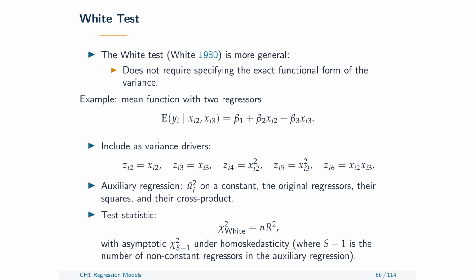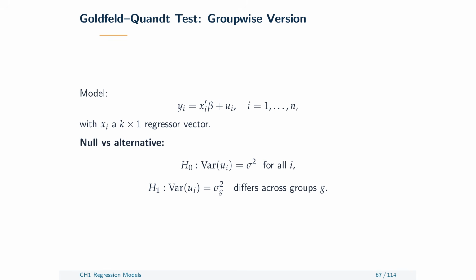The White test uses a more flexible auxiliary regression. With two original regressors, it can include those regressors, their squares, and their cross product. The statistic again uses the sample size times auxiliary R squared. This flexibility can detect many variance patterns without selecting one narrow functional form.